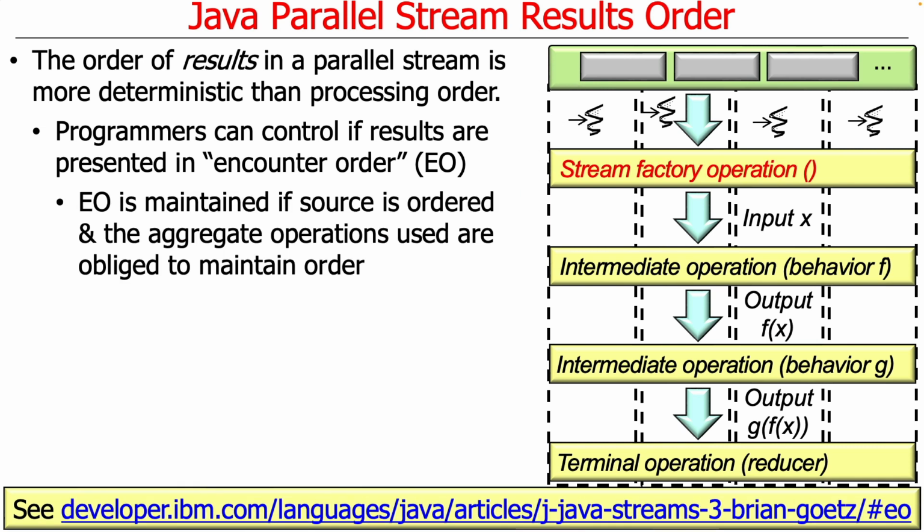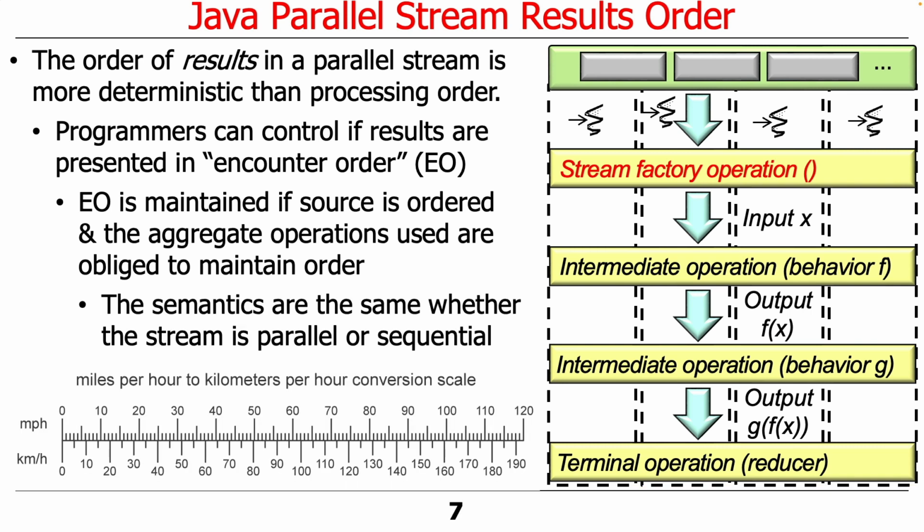So here's the rules. Encounter order is maintained if the source is ordered, like you have a list, and the aggregate operations that are used are obliged to maintain that order. Some aggregate operations maintain encounter order, some are not. So if they are, then it'll maintain it. And what's interesting about this, and this is important to understand from the point of view of performance, the semantics of this rule about maintaining if the source is ordered and the aggregate operations are obliged to maintain order is true whether or not the stream is parallel or sequential.